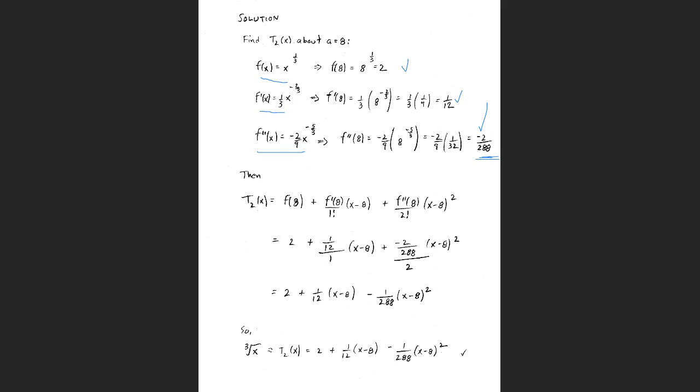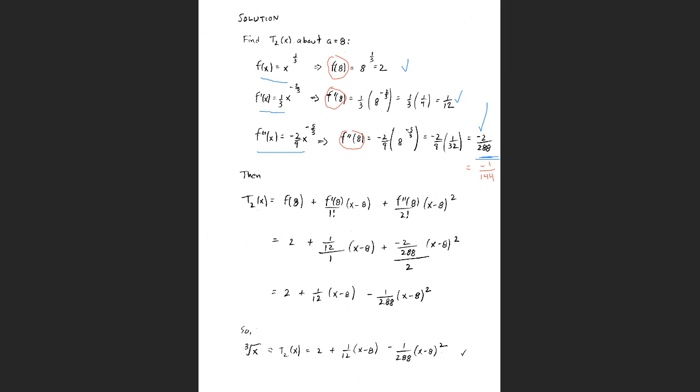Okay, so now that we know what f of 8 is, we know f of 8 equals 2, f prime of 8 equals a 12th, and f double prime of 8 equals -2 over 288, which, by the way, we could write as -1 over 144, right? And you know that WebAssign is going to want simplified radical forms, so we're going to leave the fractions as they are, and now we're going to go forth and construct the polynomial.